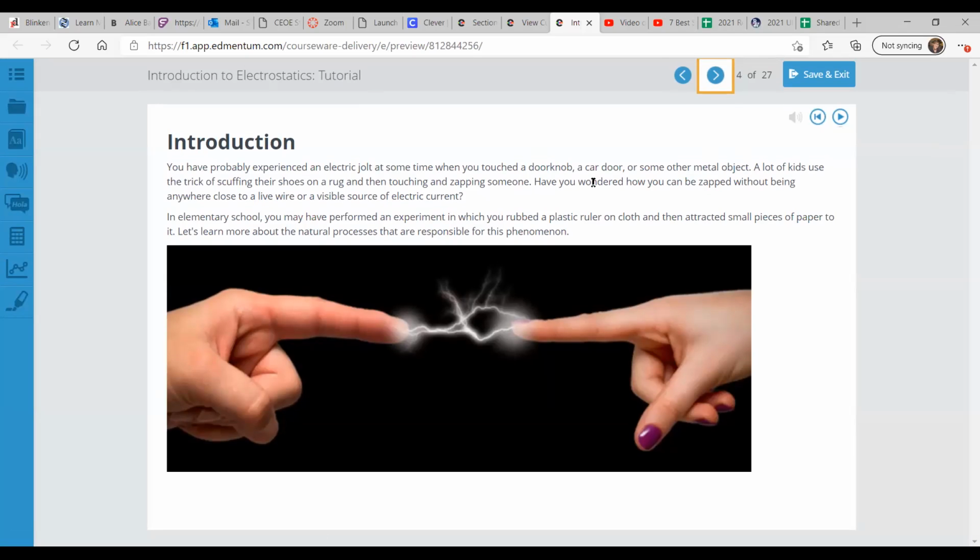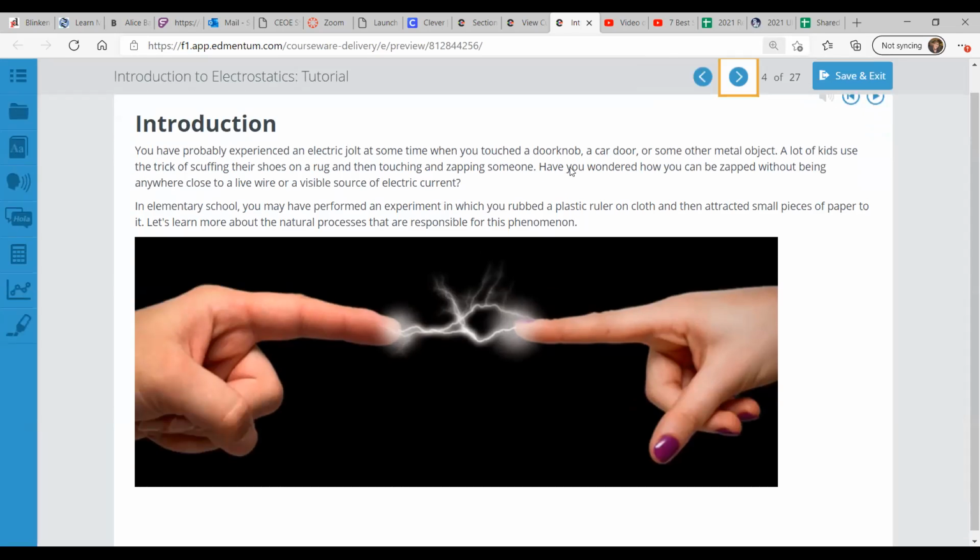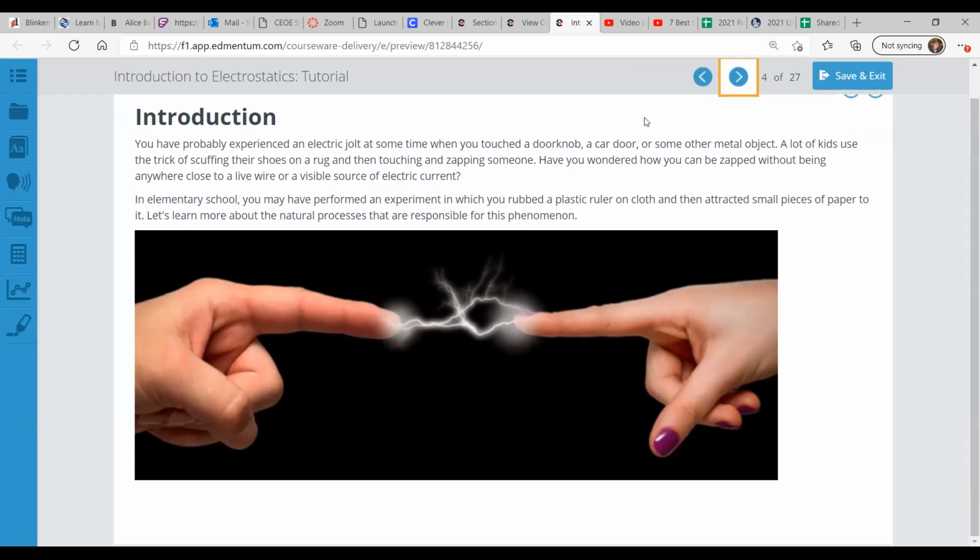So, for the introduction, you have probably experienced an electric jolt at some time, when you touched a doorknob, a car door, or some other metal object. A lot of kids use the trick of scuffing their shoes on a rug and then touching and zapping someone. I do that in socks.